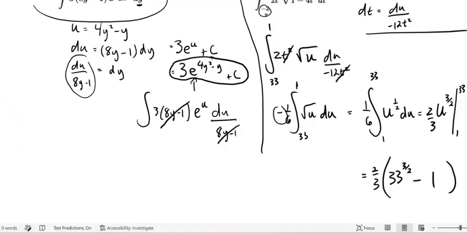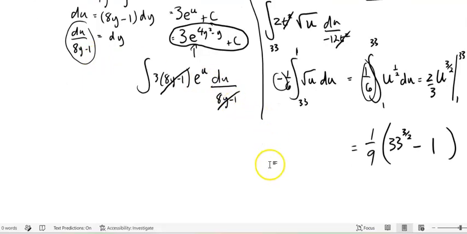And I just forgot my 1/6 here, so I'll bring that down, and then I'll be done. 1/6 times 2/3 should give me 1/9. Okay, so now let's move on to new methods.